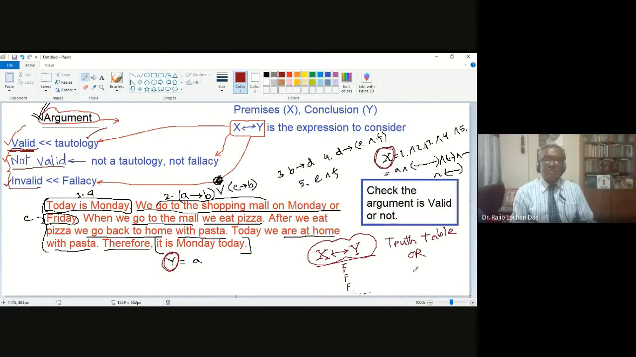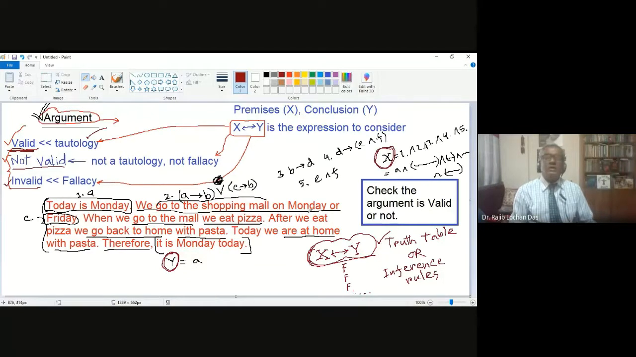So there are some rules. We call these inference rules. Algebraic laws are included in inference rules. So we can prove our expression as a tautology or fallacy or neither by using a truth table or by using some rules. Truth table is easy, but it is long.